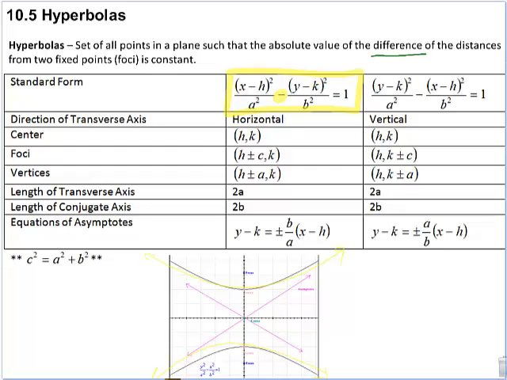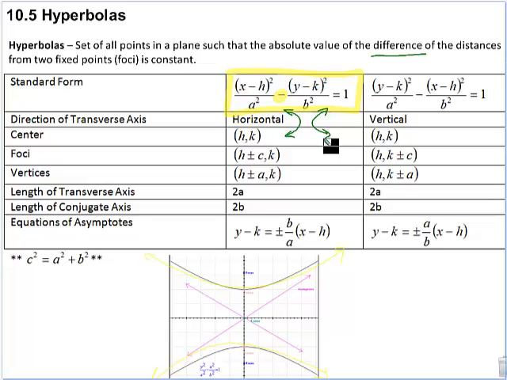The direction of the transverse axis: what you need to know is that the transverse axis is the direction in which the hyperbola is opening up. So a hyperbola opens up instead of being closed in on itself. If your x value is first, that means you are opening up horizontally. So your hyperbola will open up both left and right.